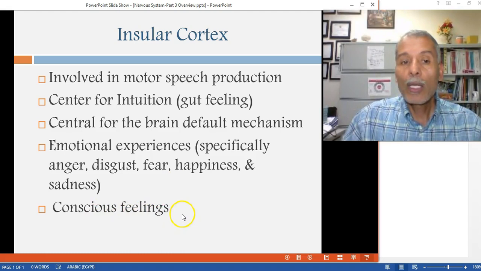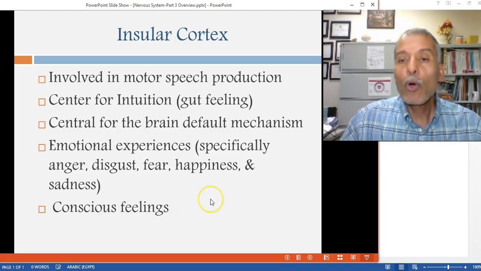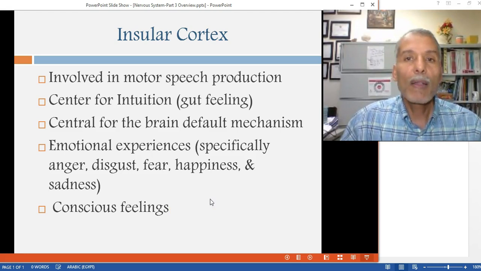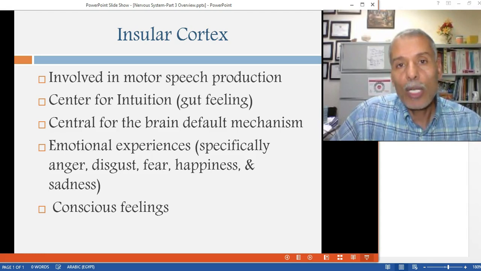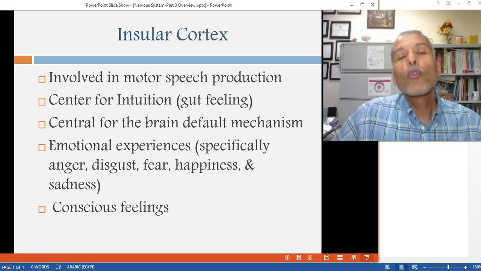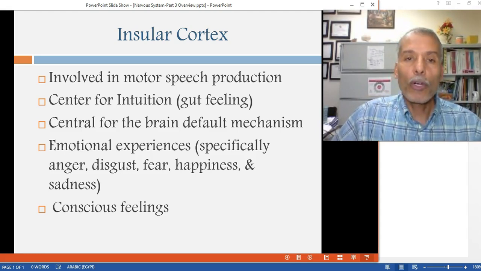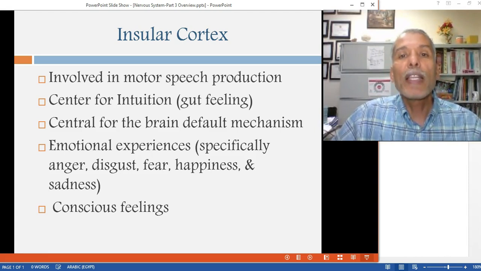conscious feelings. When we say emotion, it is something that we do not feel, we are not aware of. We feel it, but we are not aware of it. But once you become aware of your emotion, we call it a feeling.